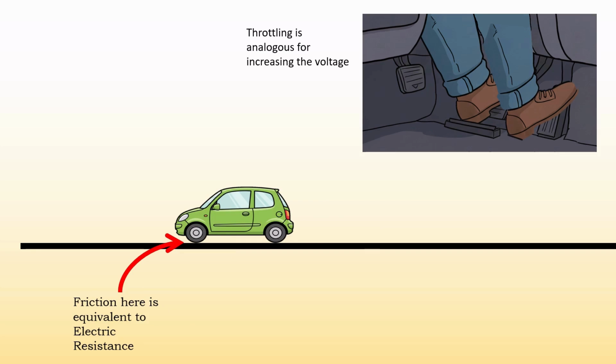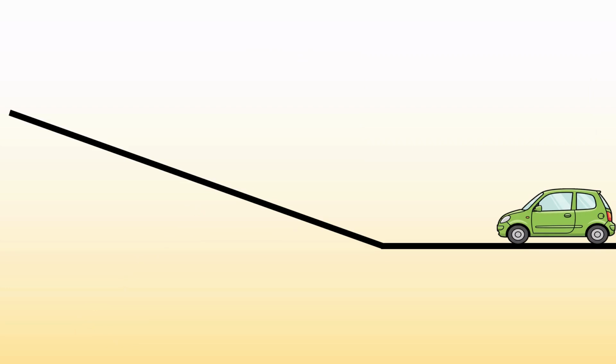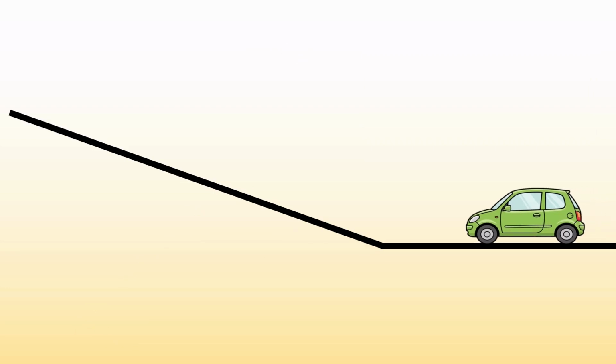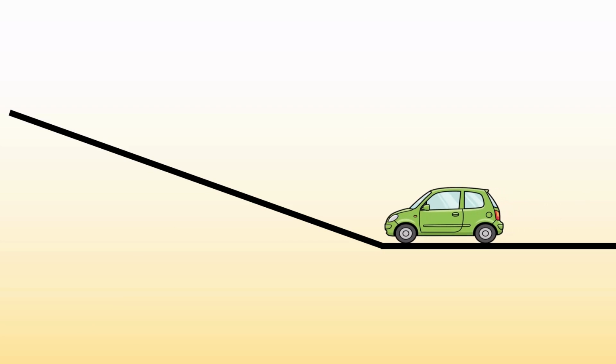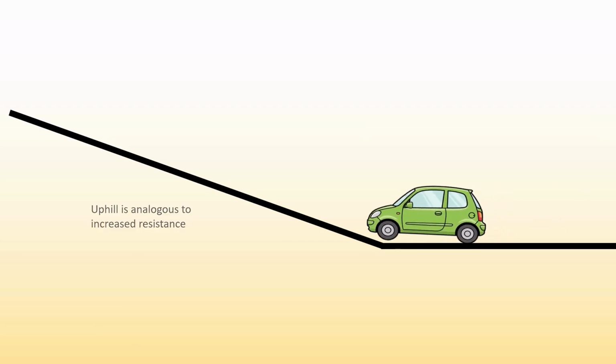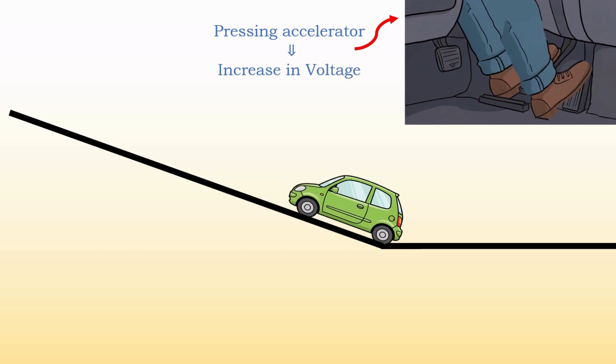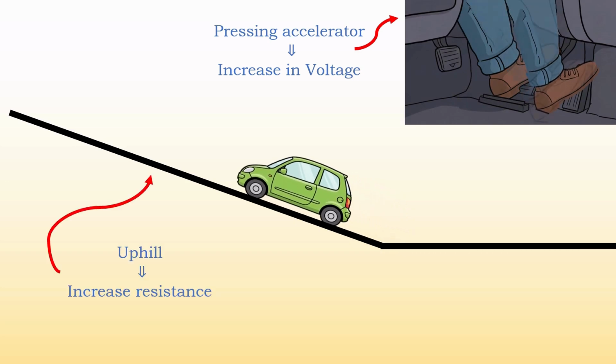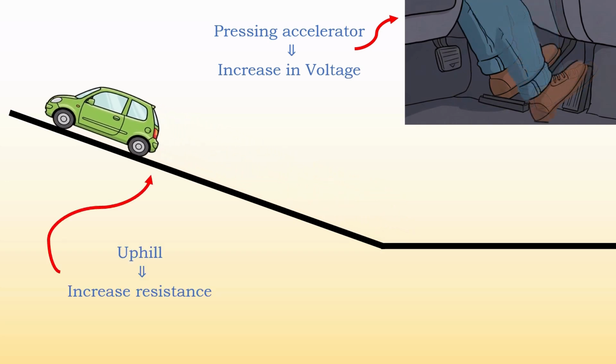Now consider a situation where resistance increases. You are driving the car at the same 10% throttle, but you reach an uphill road. If you do not increase the throttle, the car slows down. To maintain the same speed, you must press the accelerator harder. Here, the uphill road represents an increase in resistance. Increasing the throttle represents an increase in voltage. Maintaining the same speed represents maintaining the same current. This tells us that when resistance increases, a higher voltage is required to maintain the same current.